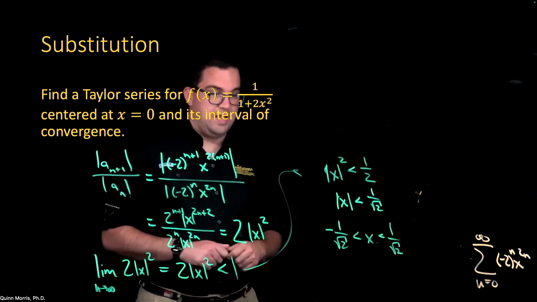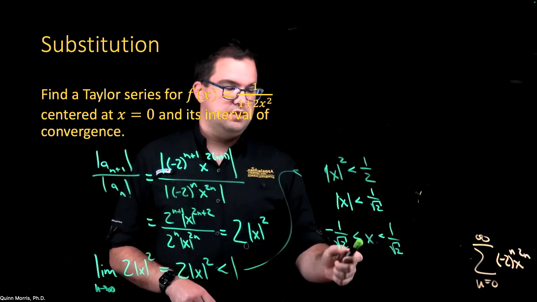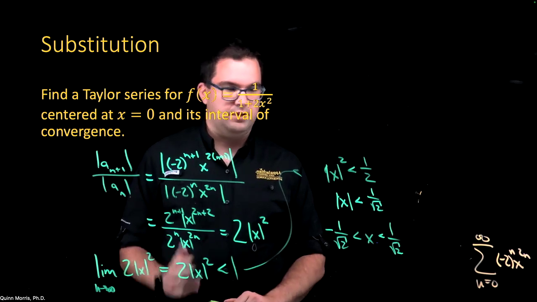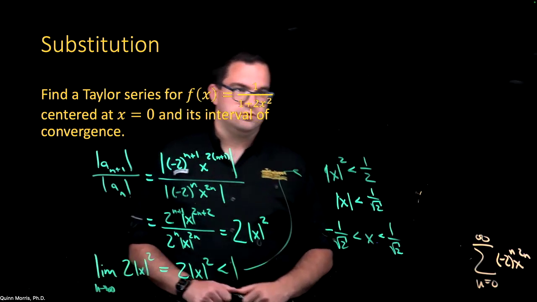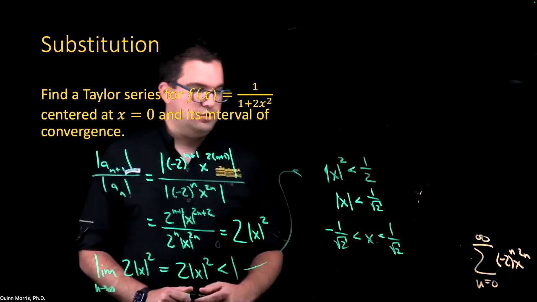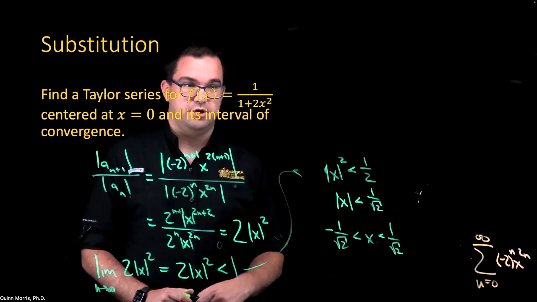Now, you can check endpoints here. You'll actually get that it converges for these x values. It doesn't converge at either endpoint. You can check those. It's just an algebraic exercise to check those. But you get convergence on this interval from the ratio test.